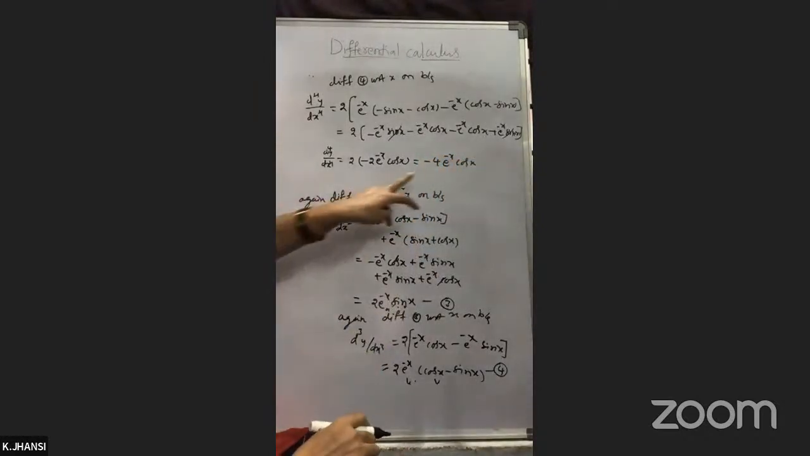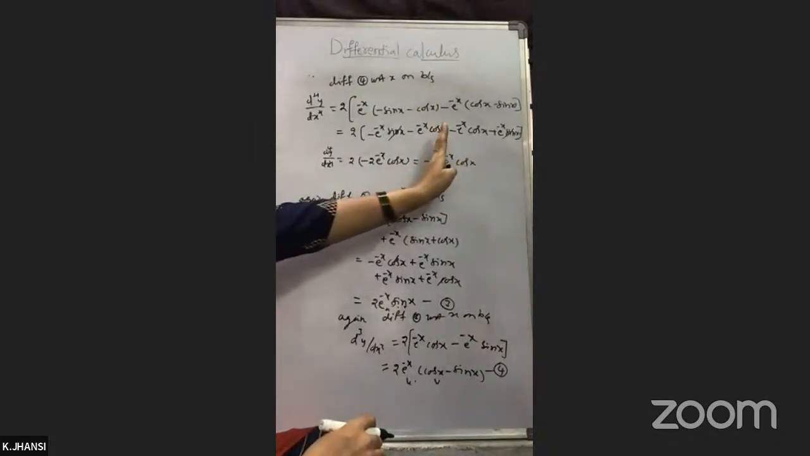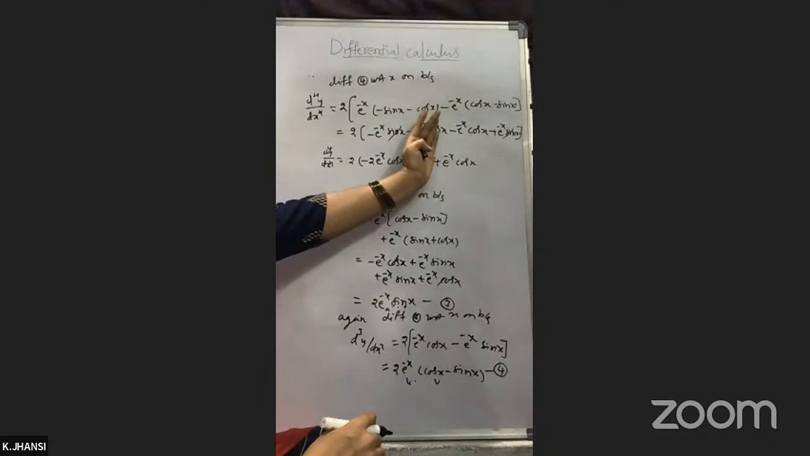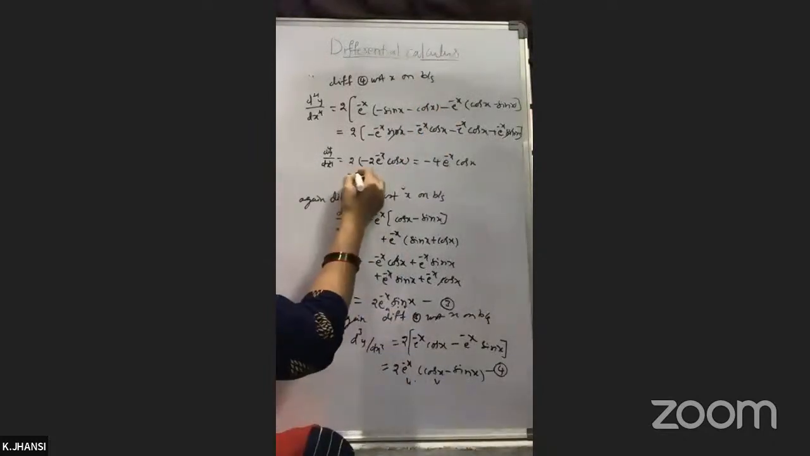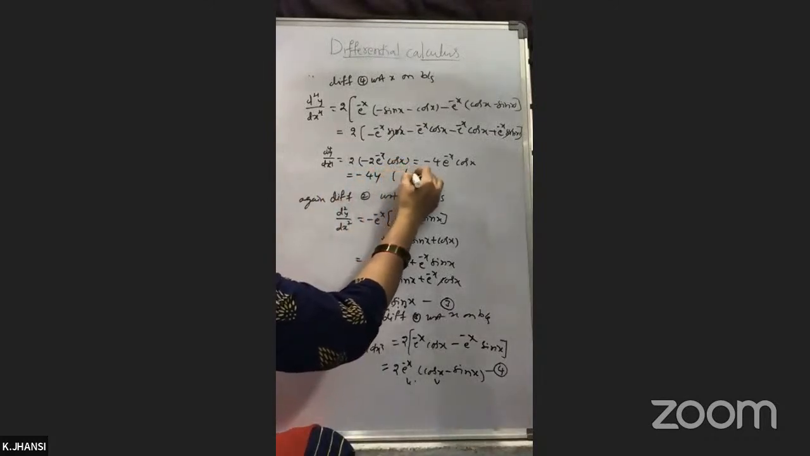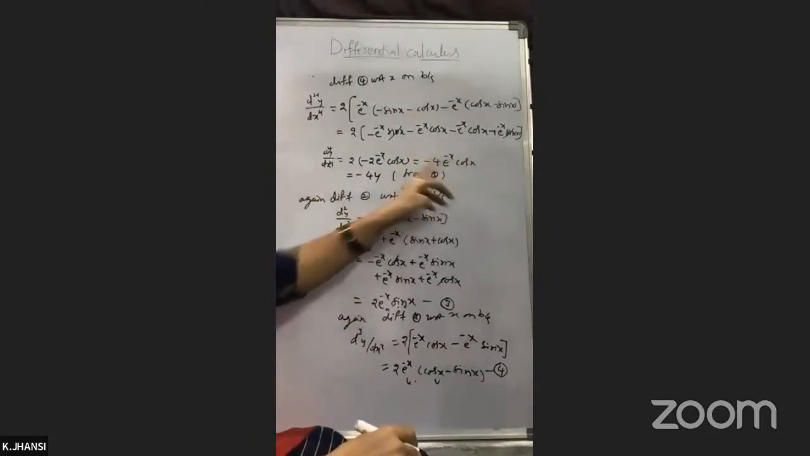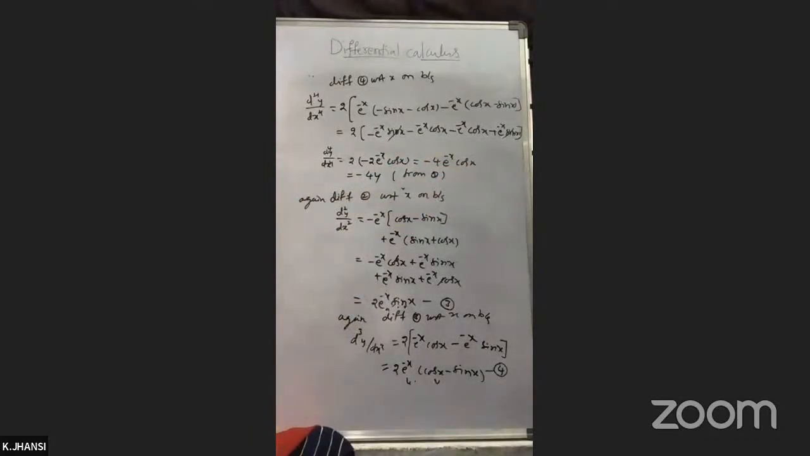Okay, so what is this? Minus 4 into e to the power of minus x cos x. Minus 4 you take out. So what is that? E to the power of minus x cos x is y. So it is equals to minus 4y. Here you can write from 1. You can see from equation 1, this value is y. So minus 4y. So what is given?